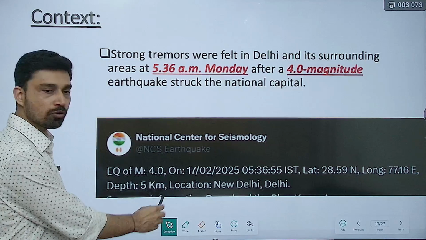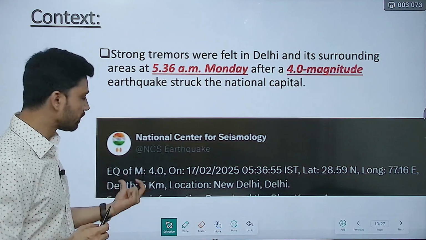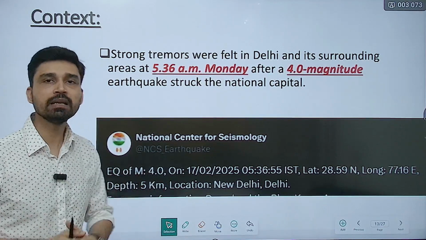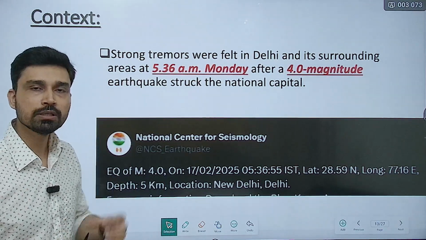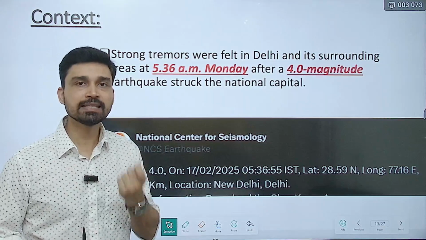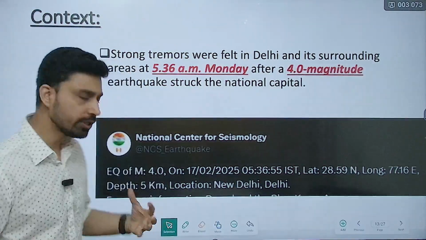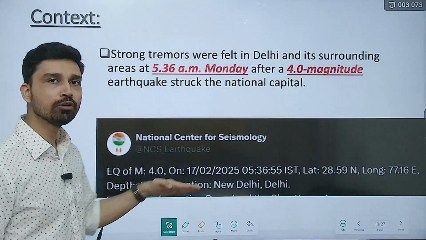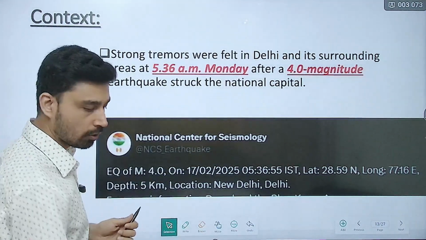Apart from this, you'll also see that the earthquake's depth is mentioned. The earthquake's depth basically refers to the focus, the depth of the focus. The focus is the point from where the earthquake waves originate, where exactly the disturbance originates. So the disturbance originated somewhere 5 km deep below the surface of Delhi.